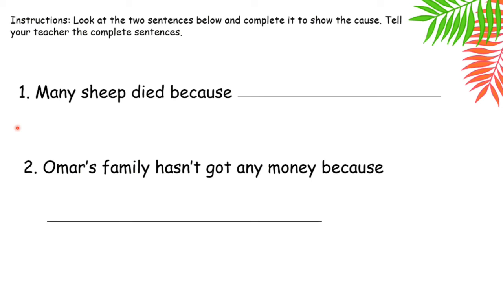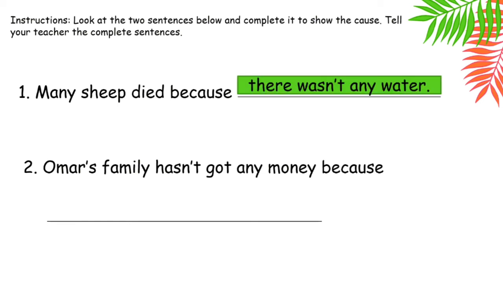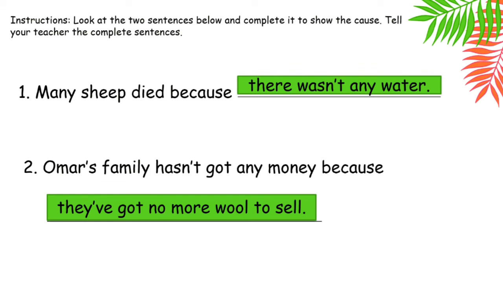So now I'm going to ask you the first question. The first one, many sheep died because, correct, there wasn't any water. Okay, number 2. Omar's family hasn't got any money because, good job. They have got no more wool to sell. Alright, you answer all correct. Now let's move on to the next activity.